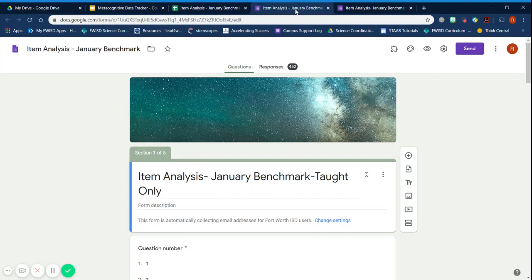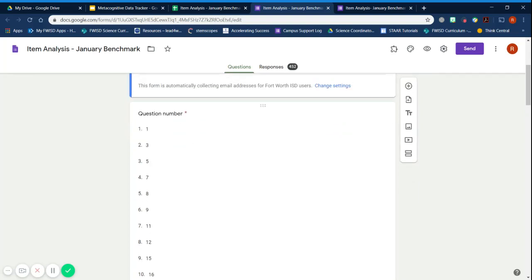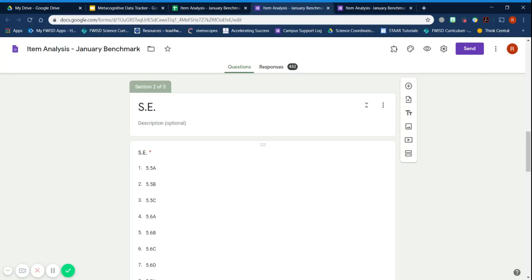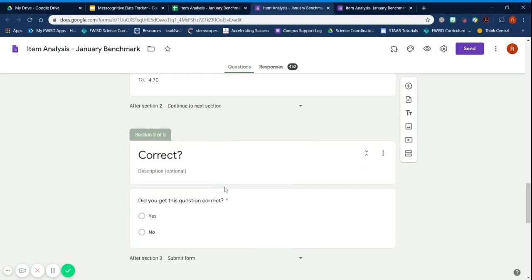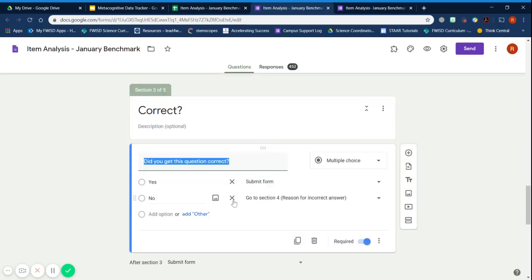Like I said, it's just a basic Google form. That's all we've really done. So this was our January benchmark. I inserted the question number. I also inserted the student expectations. These are the standards here in Texas for 5th grade. And then I did some branching scenarios. So they have to then say, did they get it correct? And if they say yes, then they submit the form. There's nothing else to do.